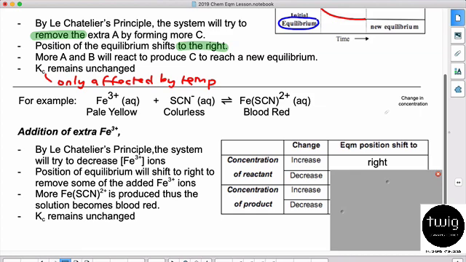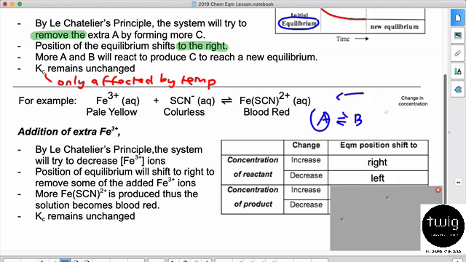So the reactant must increase. Okay, I take away the reactant. Means it's A plus B, just to give a simple one. I remove A, take away A. So equilibrium must shift to the left to produce more A.